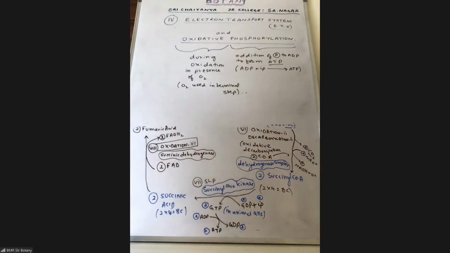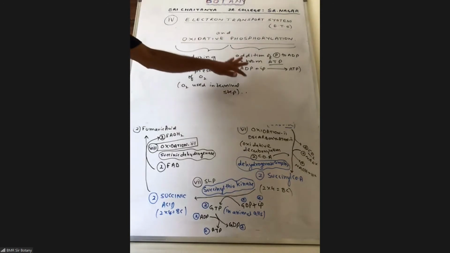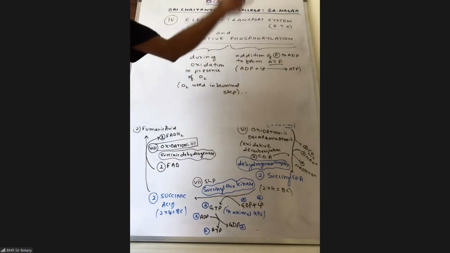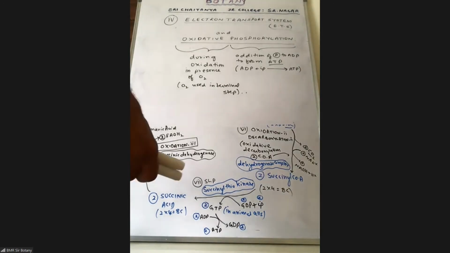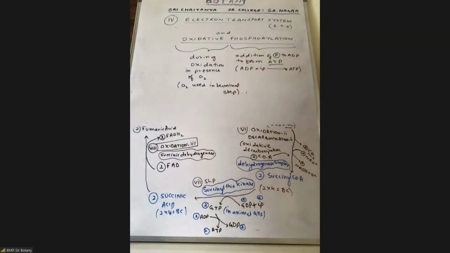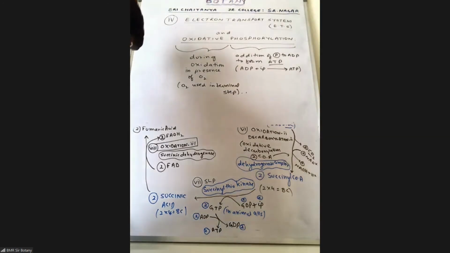Now, if I say phosphorylation in presence of light, what do you call? Tell me, Nana. Photophosphorylation, that is related to the photosynthesis process. So photophosphorylation is during photosynthesis. Oxidative phosphorylation is during respiration. Photophosphorylation in presence of sunlight. Oxidative phosphorylation in presence of O2. That is the thing involved.